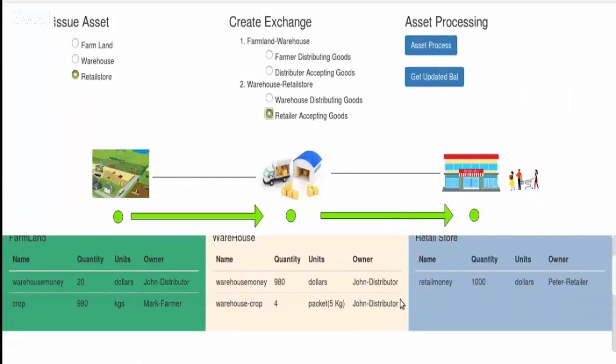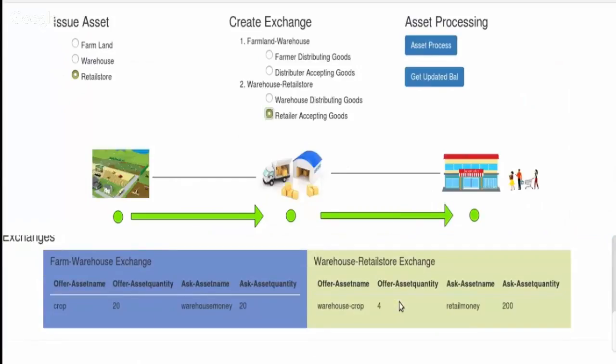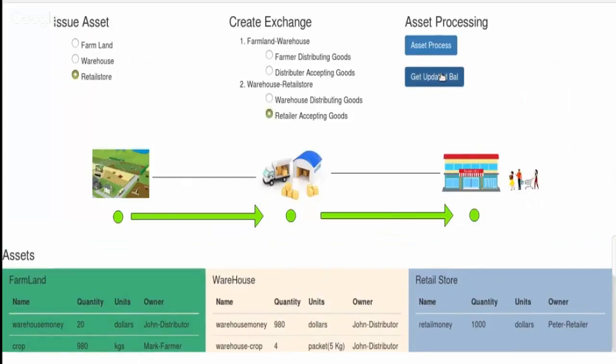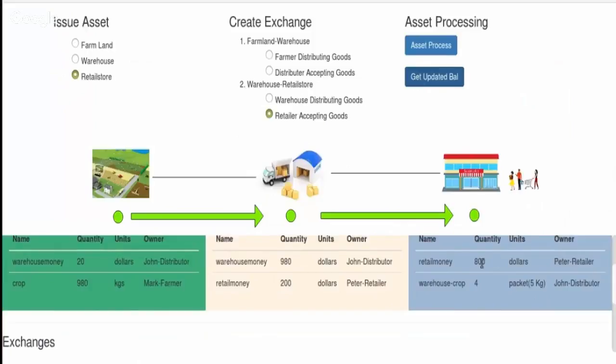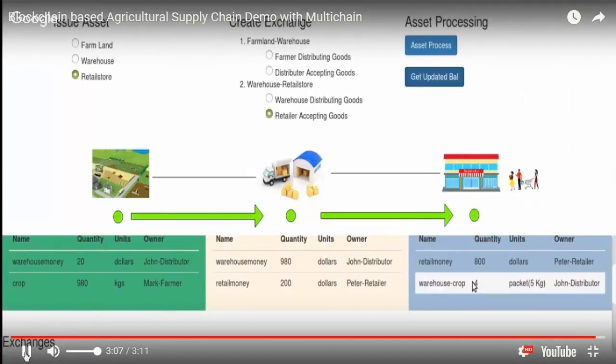So as part of that, he will transfer these 5 kg packets, right, the 4 packets, and he will ask for $200, which is like $50 per packet. So the retailer will initiate the transfer, and he will get those 4 packets. And now retailer is only having $800. So retailer also started with $1,000, but since he bought those 4 packets at $50 each, he ended up spending $200, and his balance amount is $800. So this is how the entire transaction has happened.